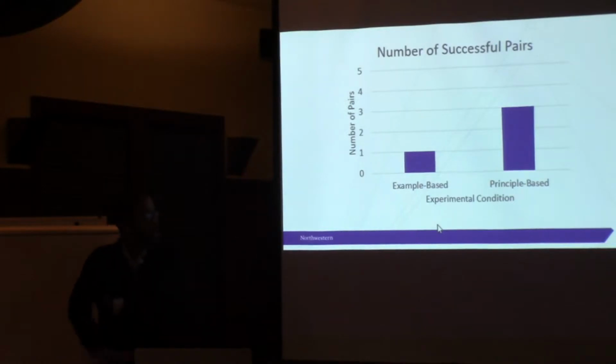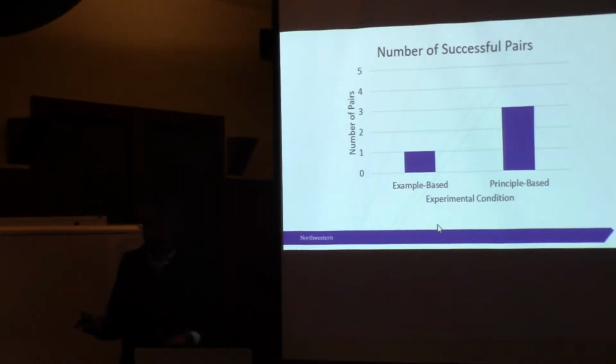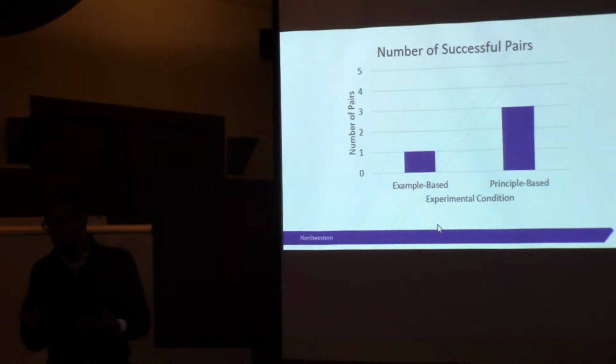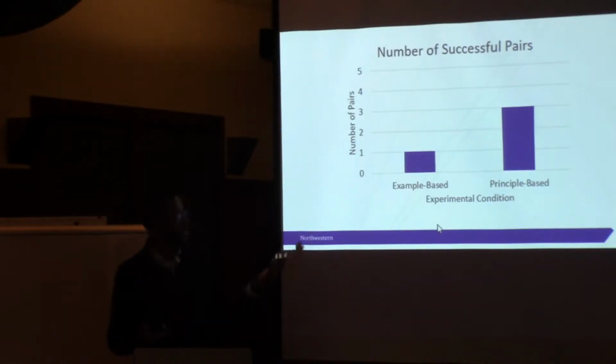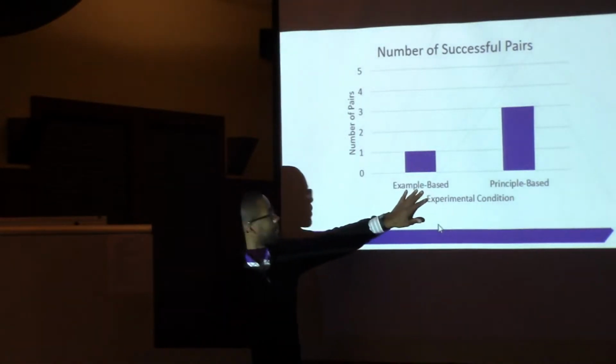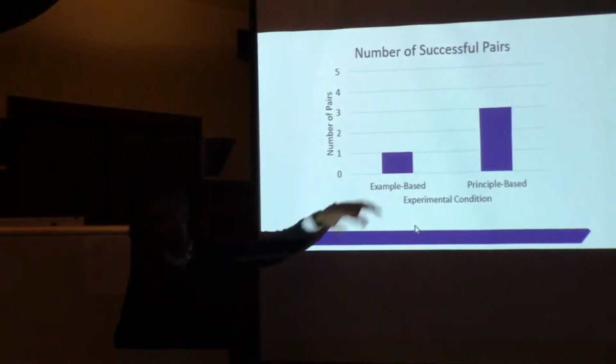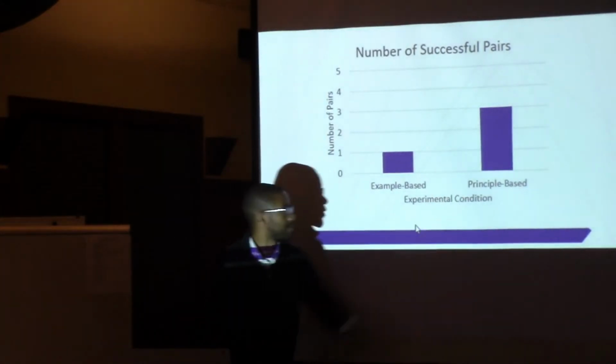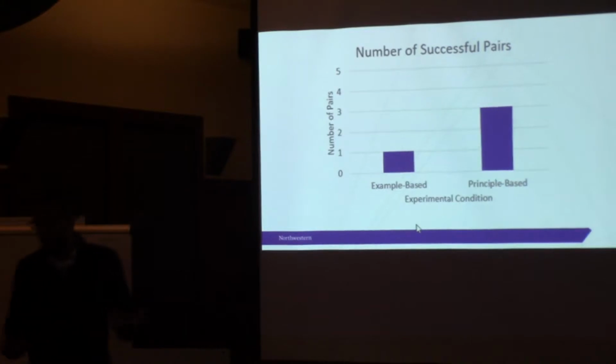But what I actually looked at was the rate of success based on the condition. What you're seeing simply here is that for example-based reasoning, 1 out of the 5 pairs were successful. Principle-based reasoning, 3 out of the 5 pairs were successful.